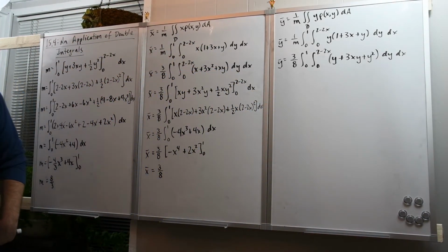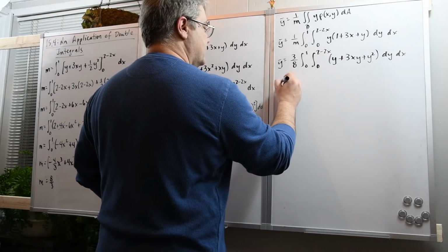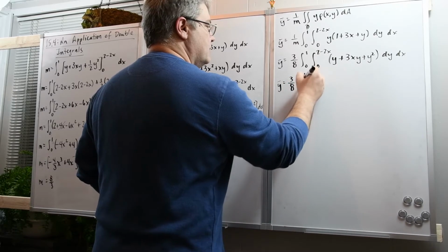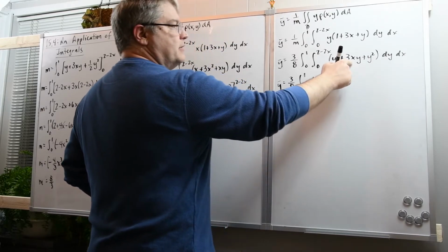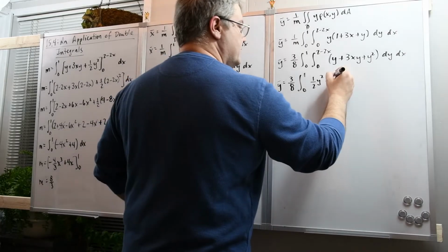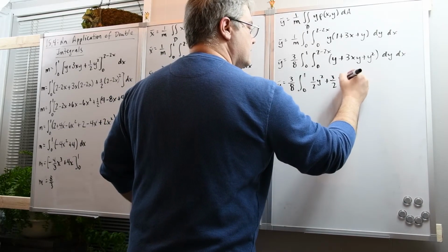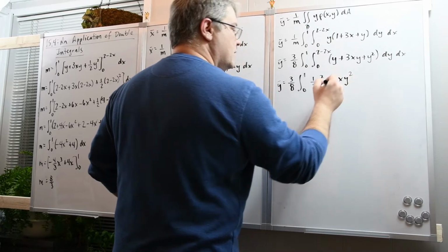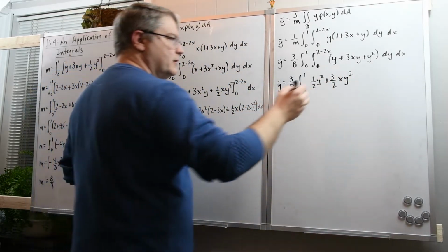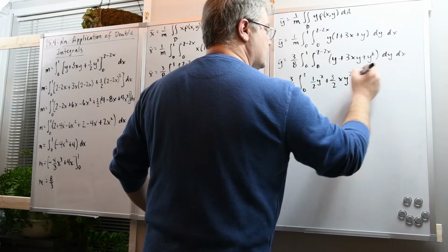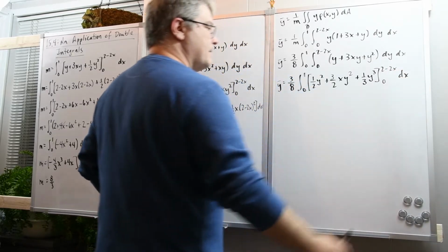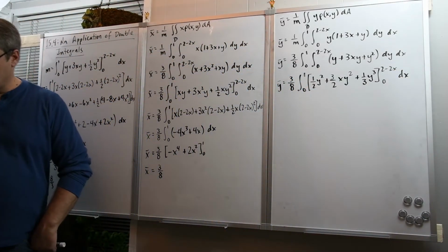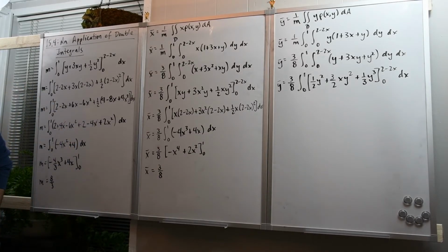So we need to integrate with respect to y. What that's going to do is give us 3/8 integral 0 to 1. We'll have a half y squared, plus 3x times y squared over 2, that'll be a plus 3 halves xy squared. And then we'll have a plus integral of y squared, that'll be a plus 1/3 y cubed. We'll have to plug in 2 minus 2x for y, and then subtract what we get when we plug in 0 for y.